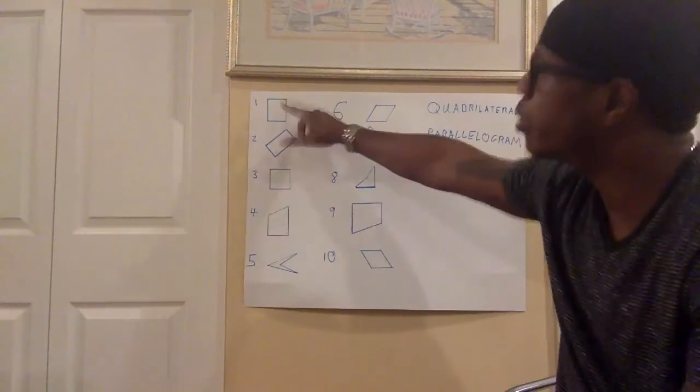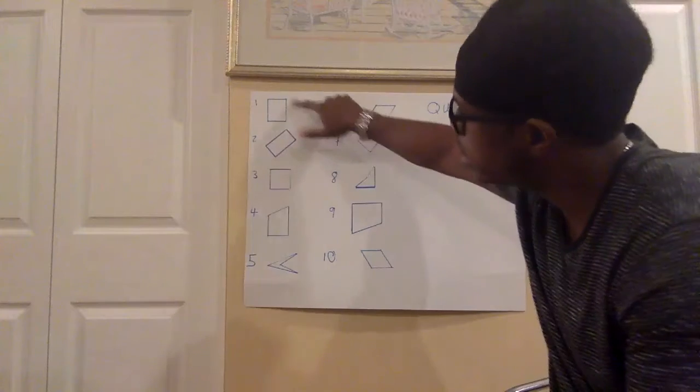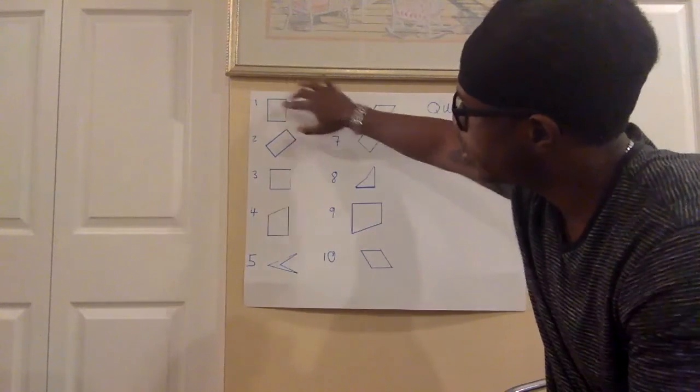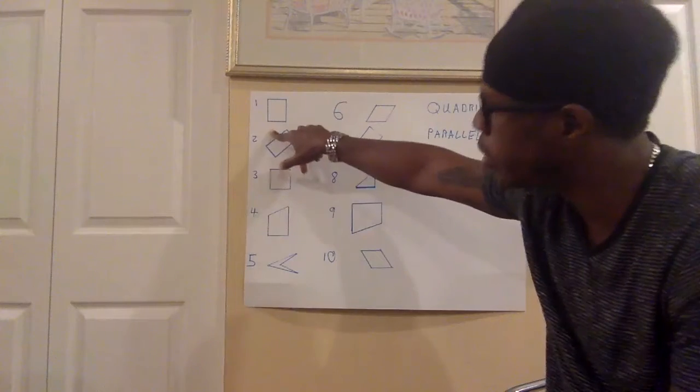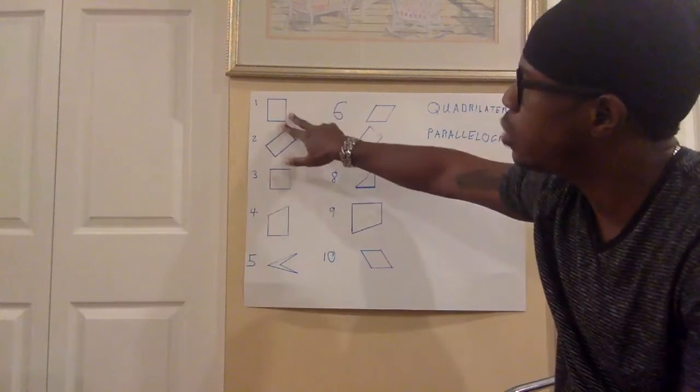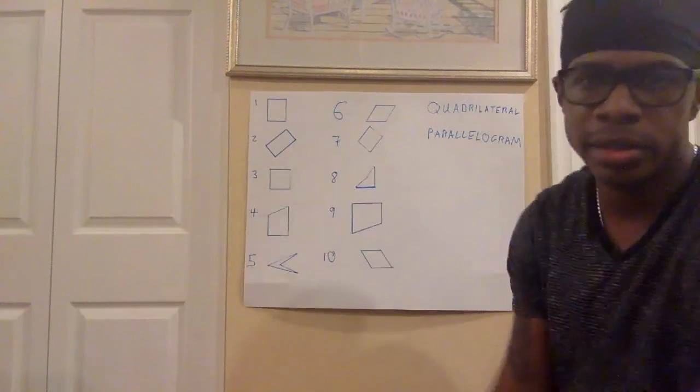So number one, we already said, does it have any parallel lines? Yes, it does. These two are parallel and these two are parallel. So you'd have one answer that says yes, they're parallel lines, and the second answer would say you have two pairs of parallel lines.